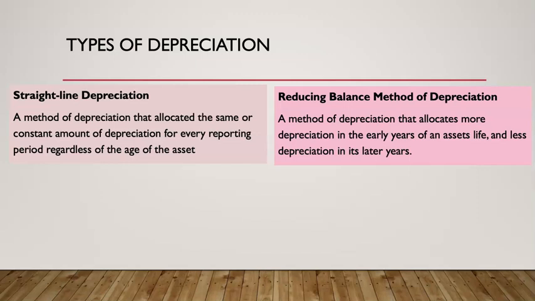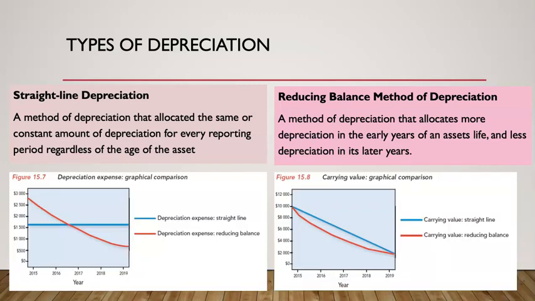Reducing balance is a method of depreciation that allocates more depreciation in the early years of its life and less depreciation in its later years. It is not constant. Graphically, it can be shown like this. Figure 15.7 shows the depreciation expense per year. You can see reducing balance has a higher amount at the start and gets lower as we go on because they allocate more depreciation in the earlier years of its life.